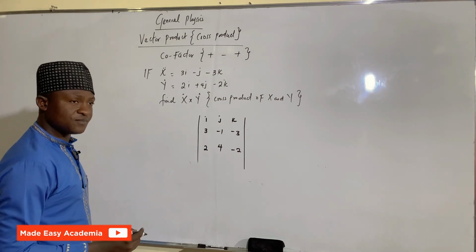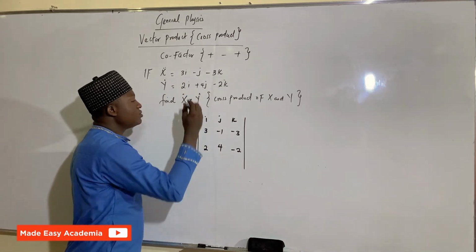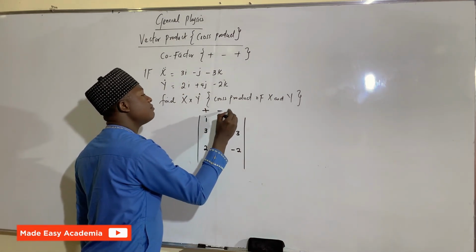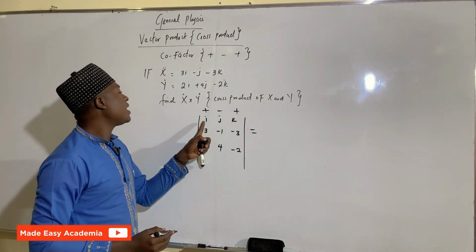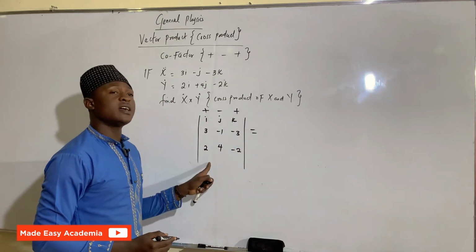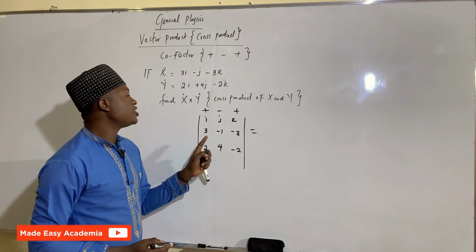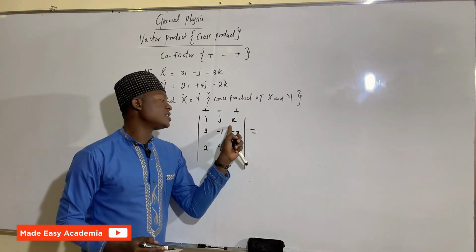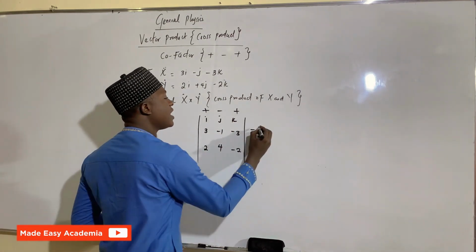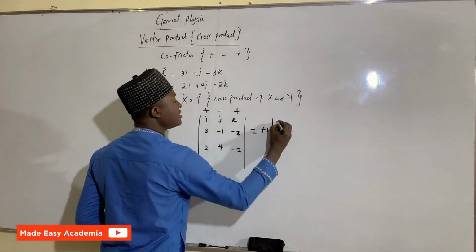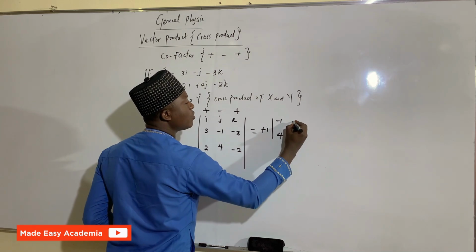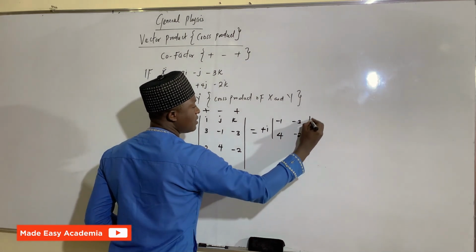You understand? Yeah, good. So now, as I told you, make your cofactor plus, minus, and plus. Meaning, the numbers under I are 3 and 2. The ones under J are minus 1 and 4. Under K are minus 3 and minus 2. So if I'm taking I, I will not take the numbers under I. I will take this and this. That is how we have minus 1 and 4, minus 3 and minus 2.